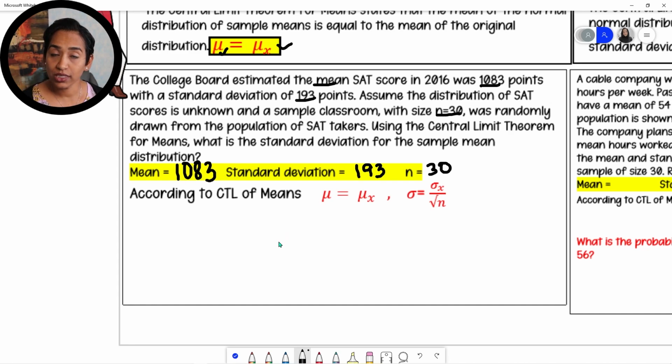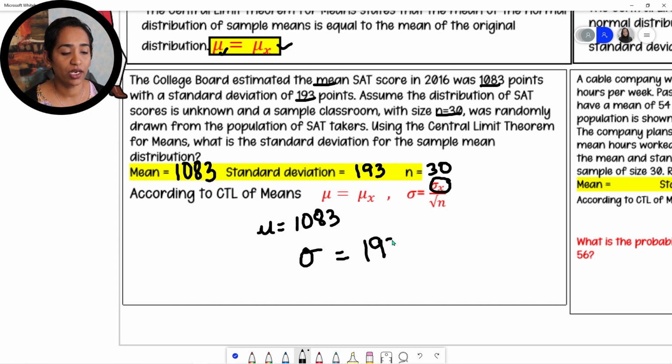According to the central limit theorem, the mean is the same as the mean of the distribution, right? So here the mu is the same as 1083. When they ask me for the mean, I don't have to do anything. As we have seen in the simulation, the mean of the distribution is equal to the mean of the means. But when it comes to standard deviation, it is the standard deviation of the population, which is 193, divided by the square root of 30.